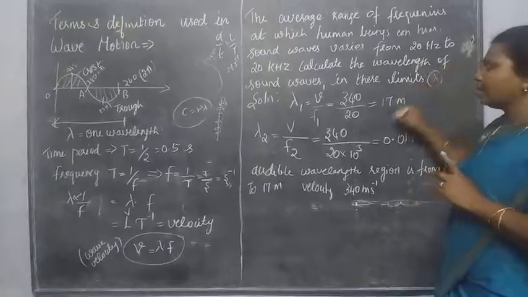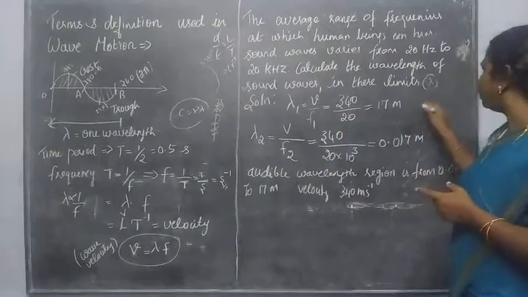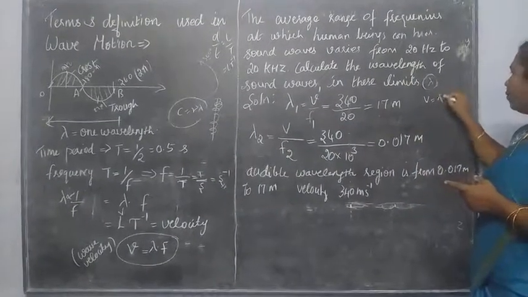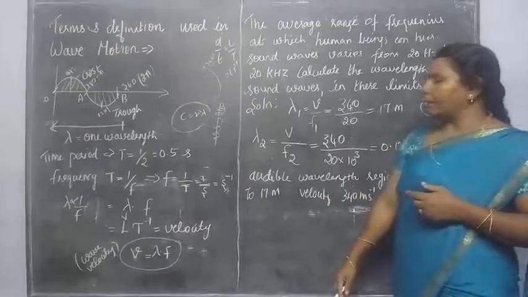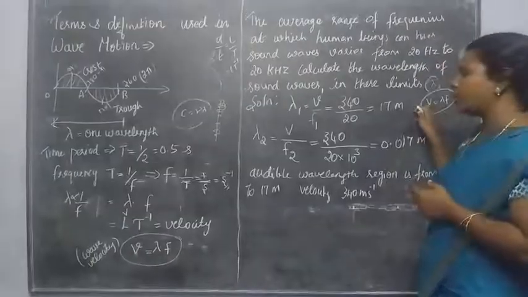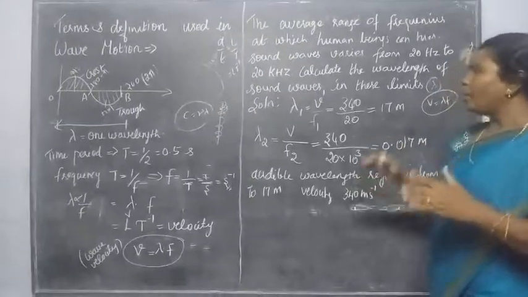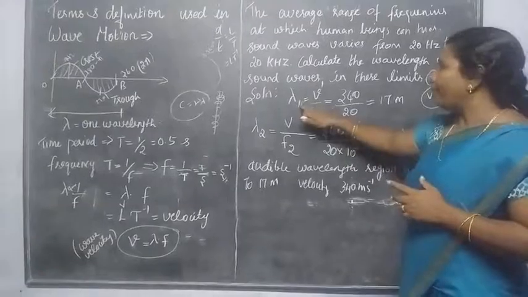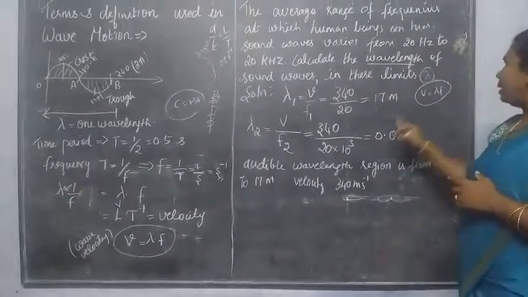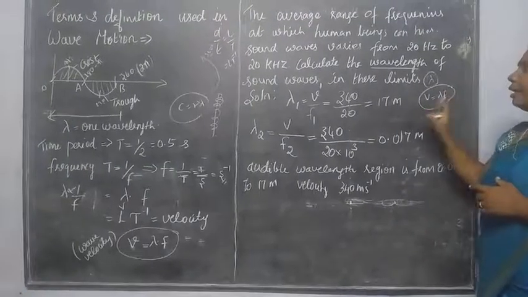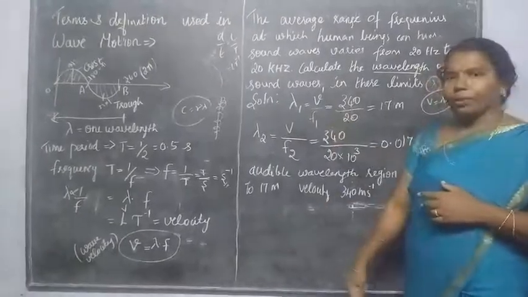So you know that the velocity formula can be written as velocity is equal to lambda into F. This is the formula; in the last classes I have explained it. The velocity is equal to wavelength into frequency. Therefore, the question asked here is the wavelength, so I am taking lambda is equal to V divided by F.